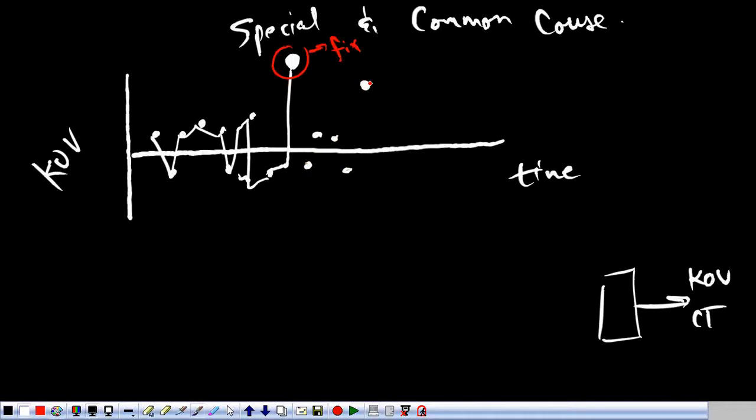And then you got a data point like this. Now, if I asked you, what would you do here? I think people are about 50-50. Some people would say do something. Some people would say don't do something.